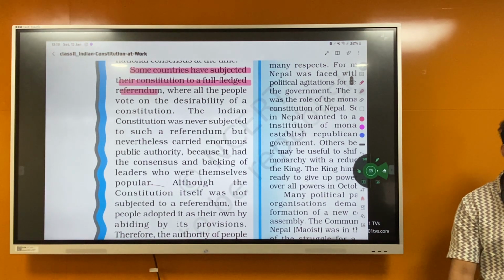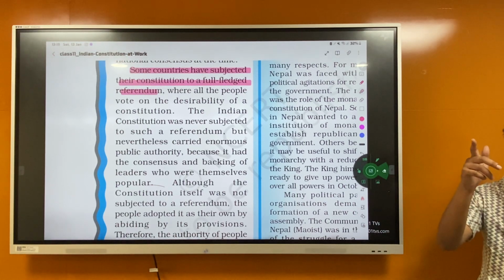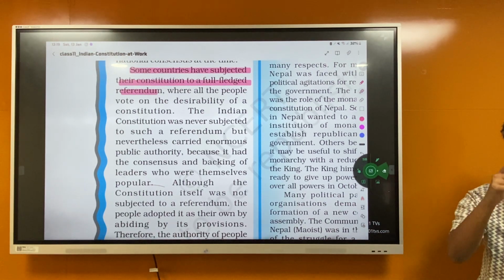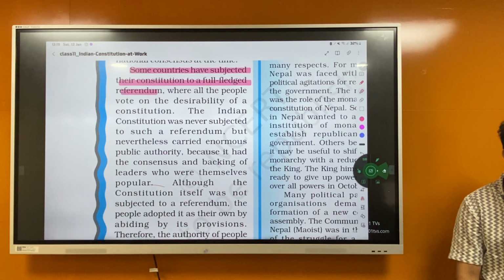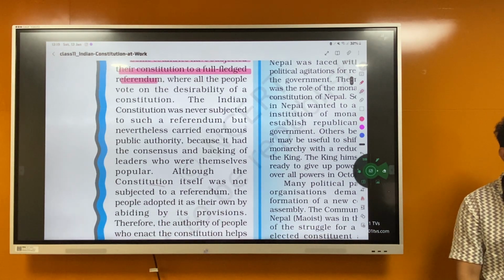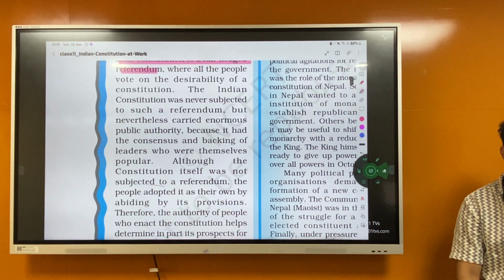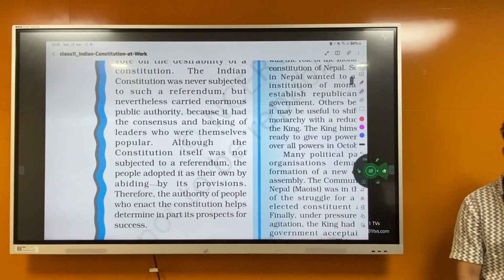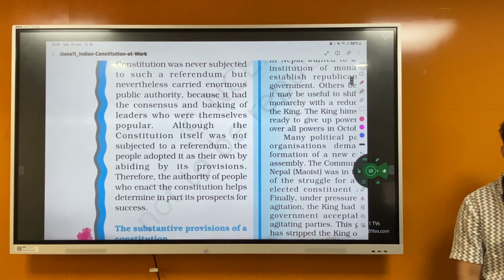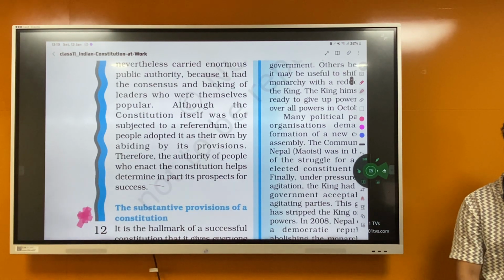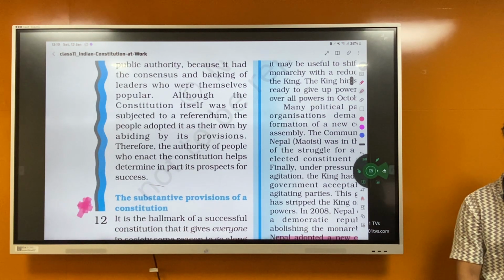That means the people could not vote for it. The representatives who were sitting in that constituent assembly made laws and made that constitution for us. But nevertheless it carried enormous public authority because it had the consensus and backing of leaders who were themselves popular. Although the constitution itself was not subjected to a referendum, the people adopted it as their own by abiding by its provisions. Therefore, the authority of the people who enacted the constitution helped determine in part its prospects for success.